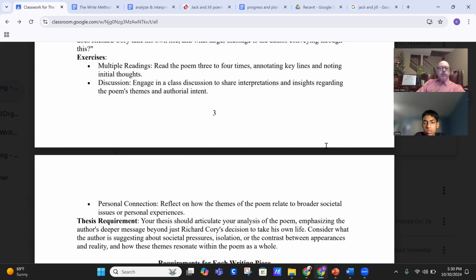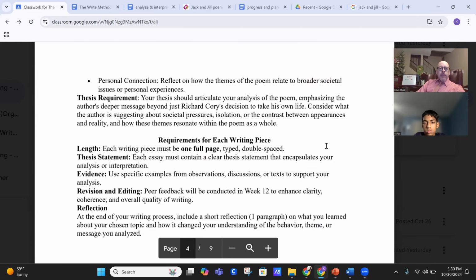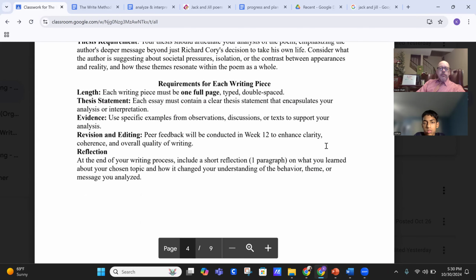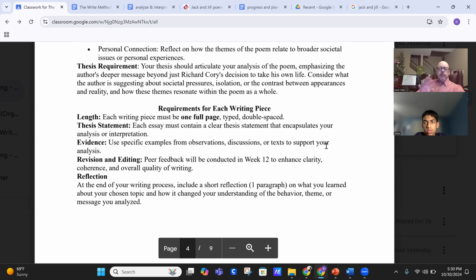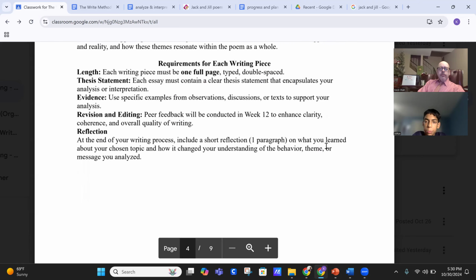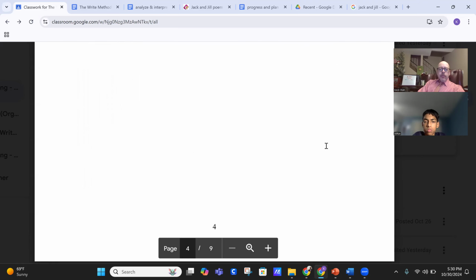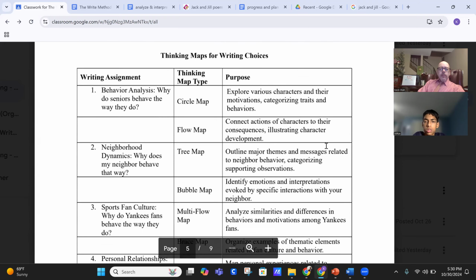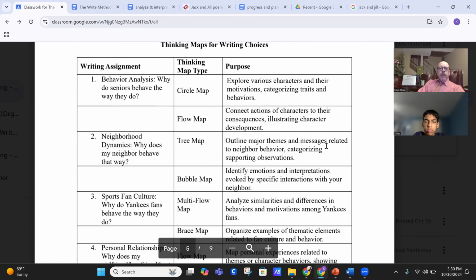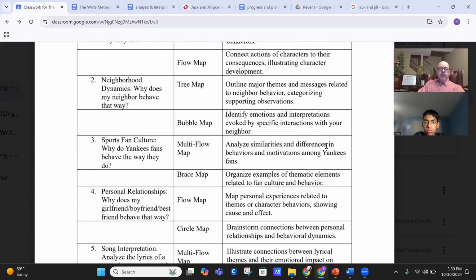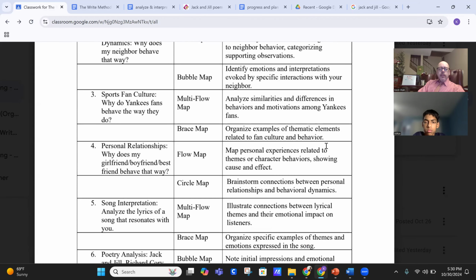There are some exercises. I won't get into all that. And then the thesis requirement, I made that especially specific there. All right, just give me one more minute here. So here are the requirements for each piece. It's nothing new. And here are the thinking maps for each of these choices, and you're going to see that there's usually at least two.